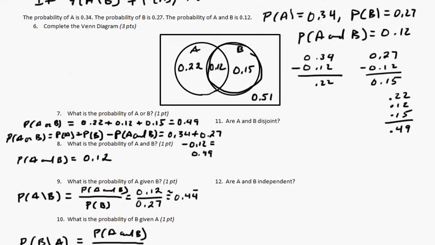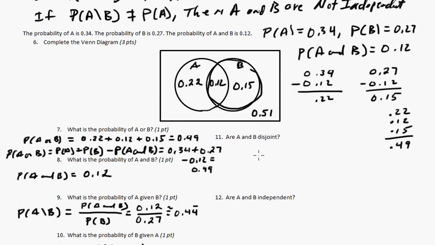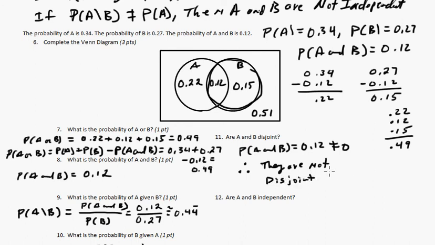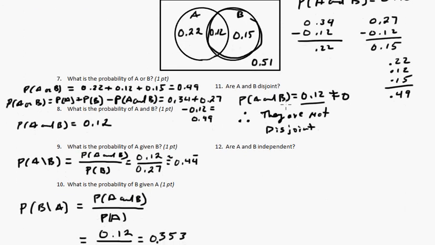Okay, now test for disjoint. Well, the probability of A and B equals 0.12, which is not equal to 0. So therefore, they are not disjoint. Now, some people just said that there's overlap or something. It's best to provide the number. Don't just say they're not. It's not equal to 0. Provide the number. Prove it.